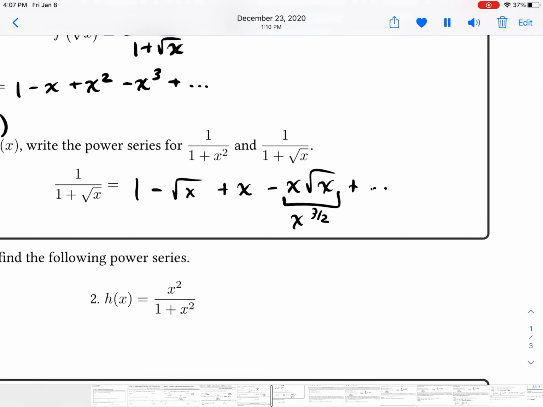So if you had an opportunity to try that, hopefully you got that this would be equal to x squared minus x to the 4th plus x to the 6th minus x to the 8th.